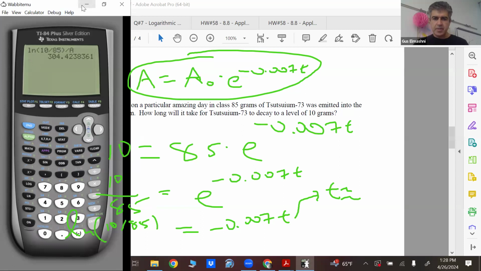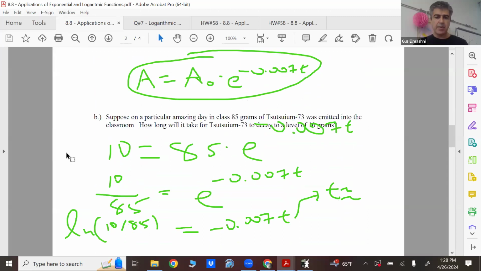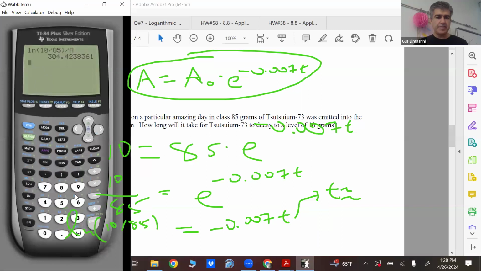And the time, this is measuring what? We did this in hours. Okay, so this will be hours. So 304.424 hours. So hopefully that makes some sense how that works. We're okay with that? Yeah.